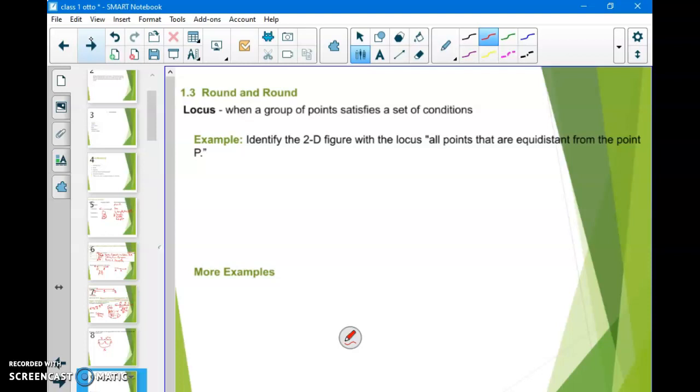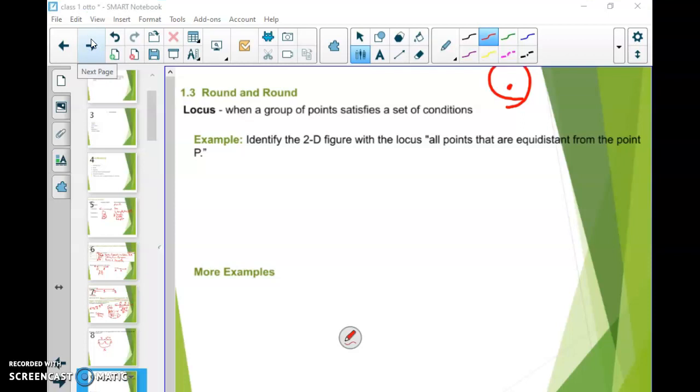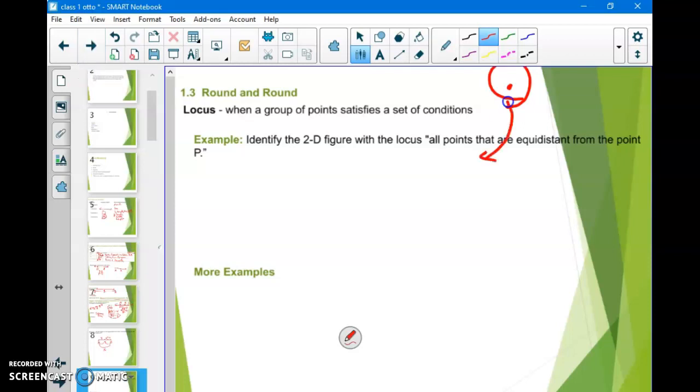Locus, when a group of points satisfies a set of conditions. For instance, if I say a locus of points all equidistant from the same center point, well, there's a point, and a set of points equidistant from it would be a circle. Alright? So if we identified that as a circle, could we have a locus of points equidistant from a line segment?